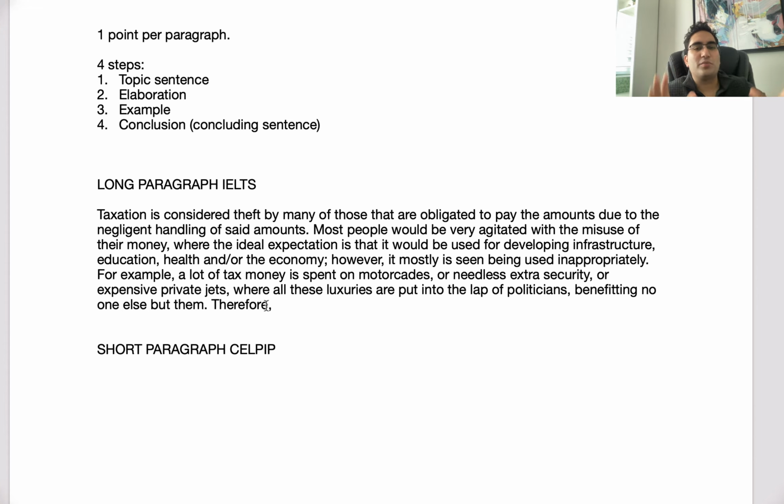Make sure you're just wrapping up this idea, this whole paragraph, not including anything new, not starting a new topic. Okay, that's one major mistake I see people make.